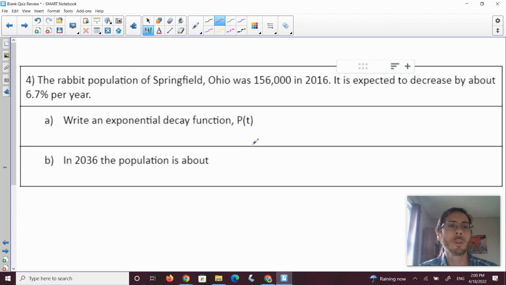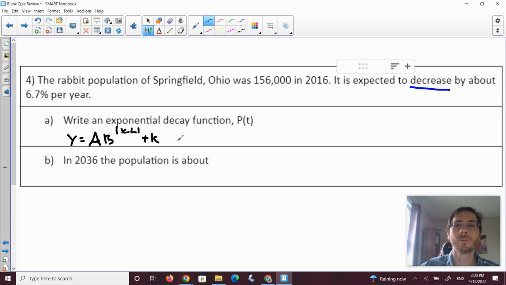For number 4, we have a rabbit population of Springfield that was 156,000 in 2016. It's expected to decrease by about 6.7% per year. So here we have to realize that we're decreasing, so we're going to have some decay. We start off with our exponential function, y equals a b to the x minus h, plus k.